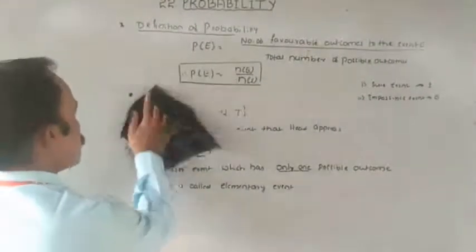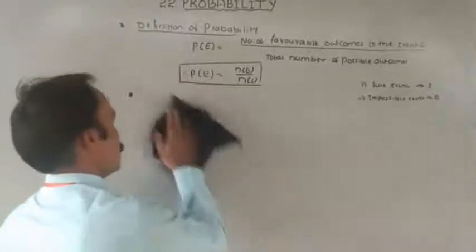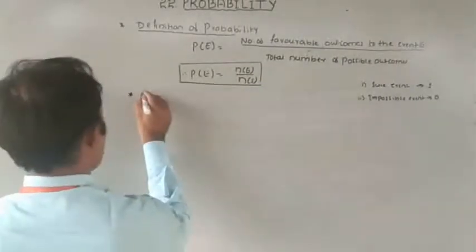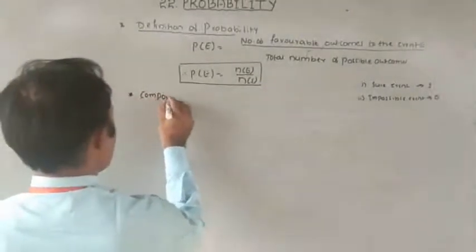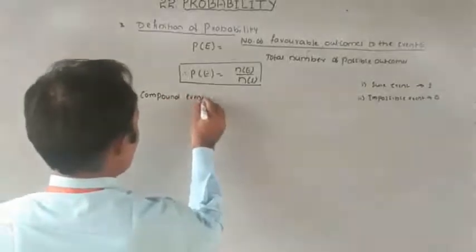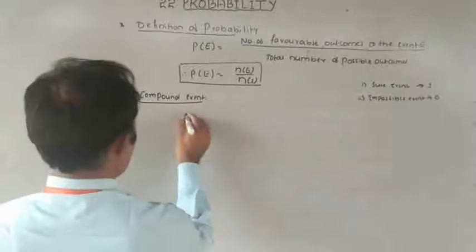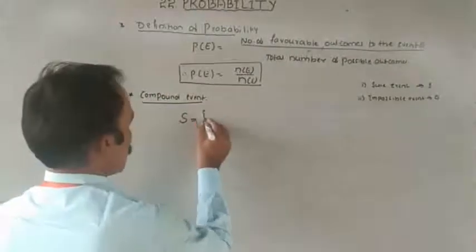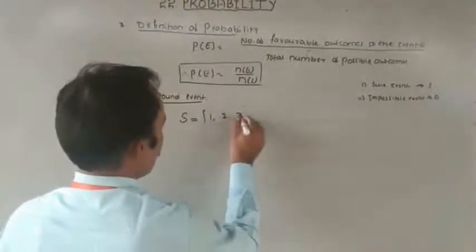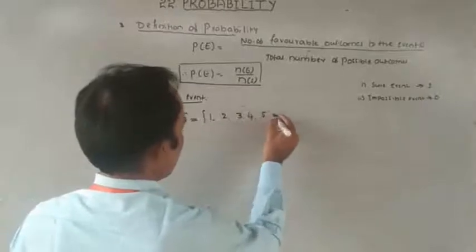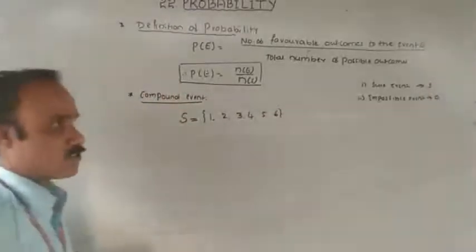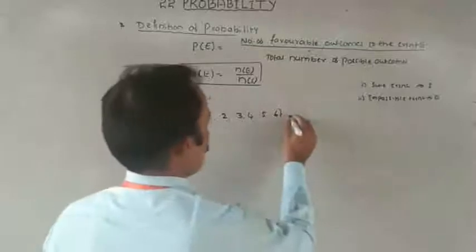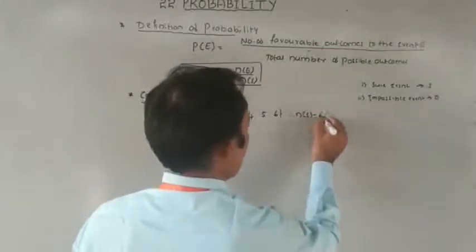Next, opposite to this, that is complementary event or compound event. Let's consider a random experiment. A die is thrown. What are the possible outcomes? Maybe 1 appears, or 2, or 3, or 4, or 5, or 6 appears. So these are the possible outcomes if a die is thrown. What is the value of n of S? Total number of possible outcomes is equal to 6.